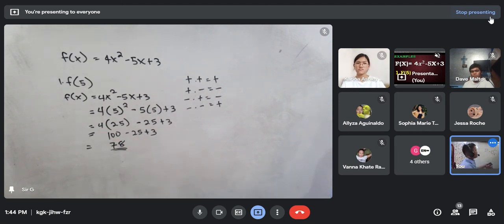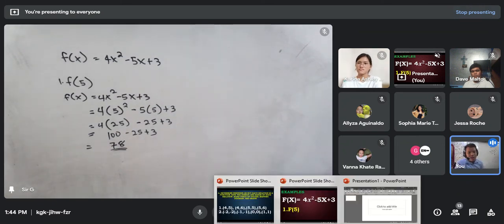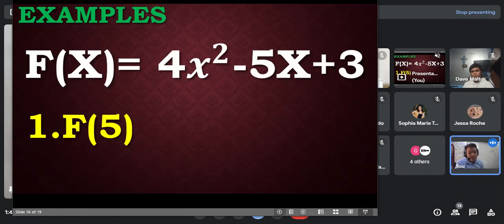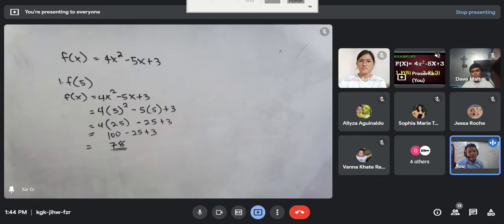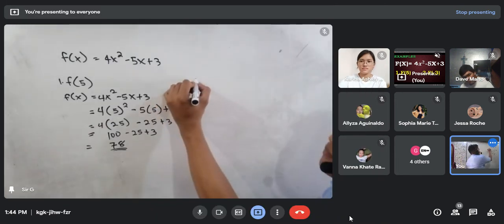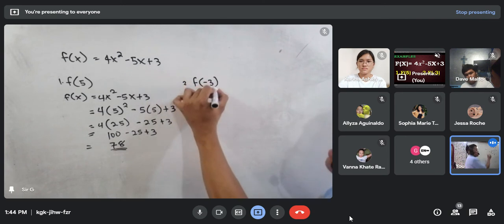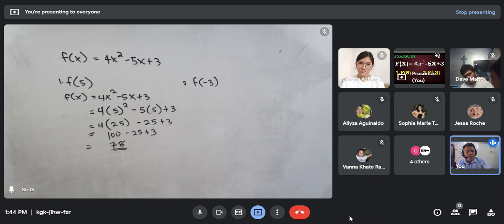Question po. Meron po ba? How about ito? Try nyo. Try to answer. Ito, if x is equal to negative 3, f of negative 3. Try to answer. Sige, bigyan ko kayo ng oras. Try to answer. Sinong may sagot na? F of negative 3. Lahat ng x, papalitan nyo ng negative 3 and solve.